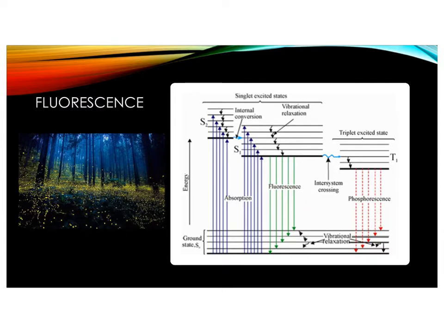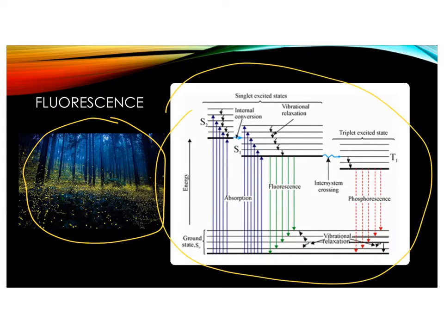On the left, you see lightning bugs. Lightning bugs emit light or fluoresce due to their natural fluorescent protein known as luciferin. To the right, you see the Jablonski diagram. This diagram is a representation of the electronic states of an excited molecule and the transitions from excitation to emission. Let me talk you through the Jablonski diagram.